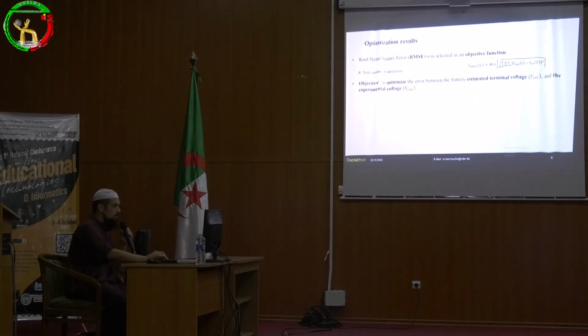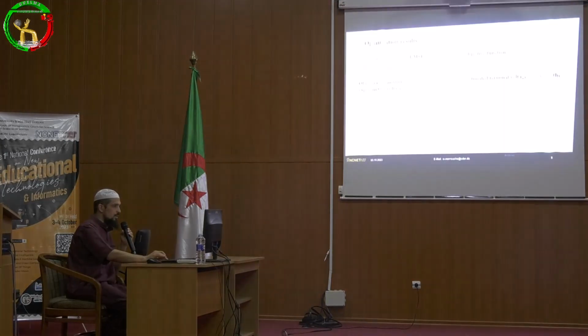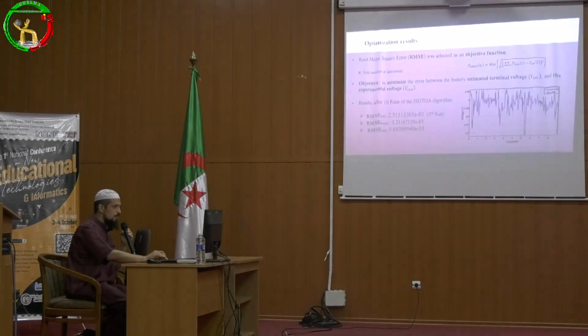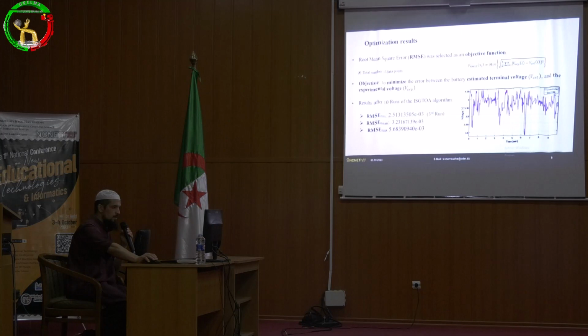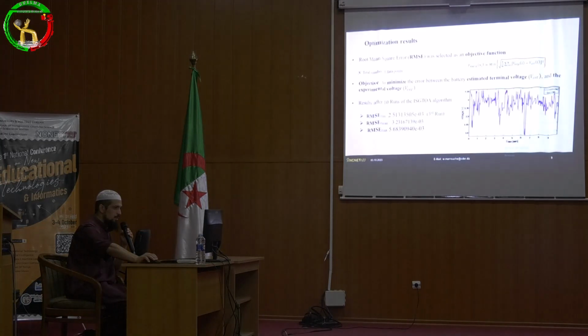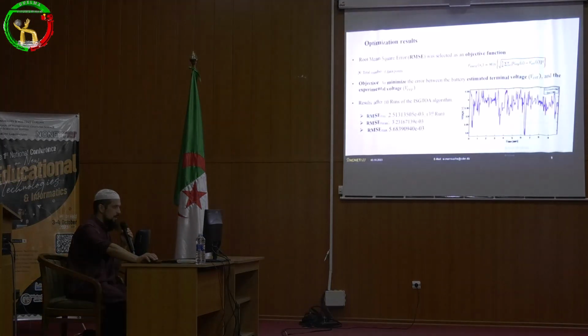Now we can move to the optimization results, which are based on the calculation of RMSE between the estimated voltage and the experimental voltage. As you can see in the figure, in red is the best estimated voltage, and in blue is the measured voltage. There is a good fitting between the estimated and experimental voltages, with an RMSE mean of 2.5 millivolts.